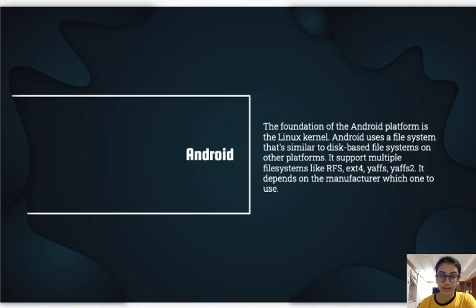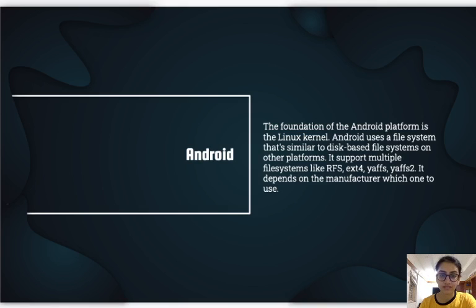Now talking about Android. Android is a mobile operating system designed primarily for touchscreen mobile devices. The foundation of the Android platform is the Linux kernel. Using a Linux kernel allows it to take advantage of the key security features and allows device manufacturers to develop hardware drivers for a well-known kernel.